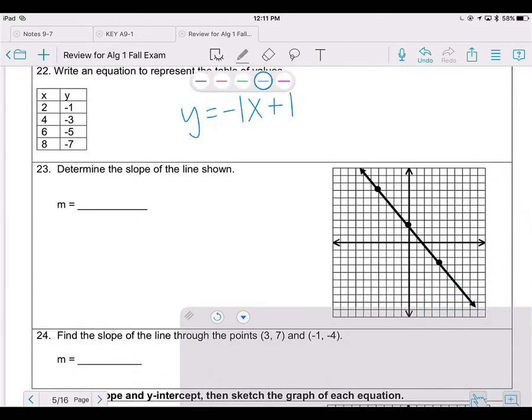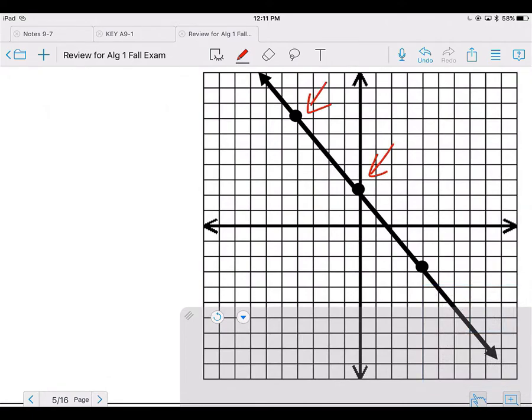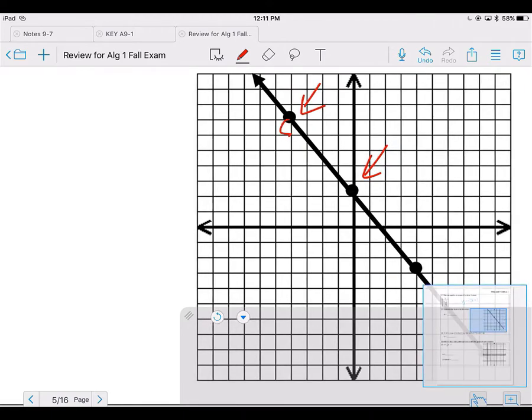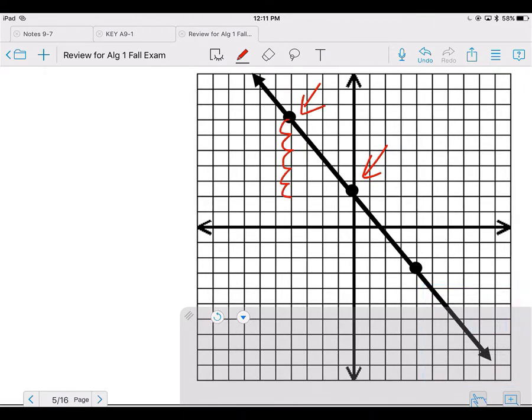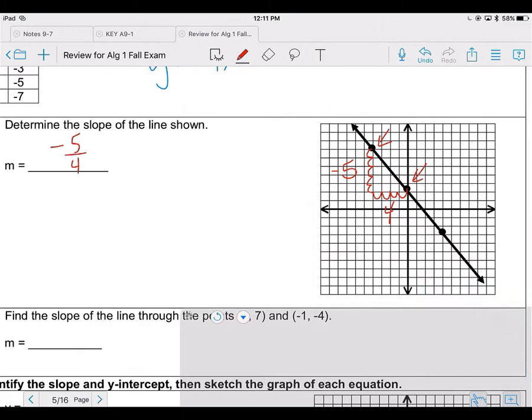To determine the slope of the line shown, we will count from point to point, so pick 2 points, go from the left one to the right one. From left to right, I will go down 1, 2, 3, 4, 5, and I will go right 1, 2, 3, 4. So my slope is -5/4.